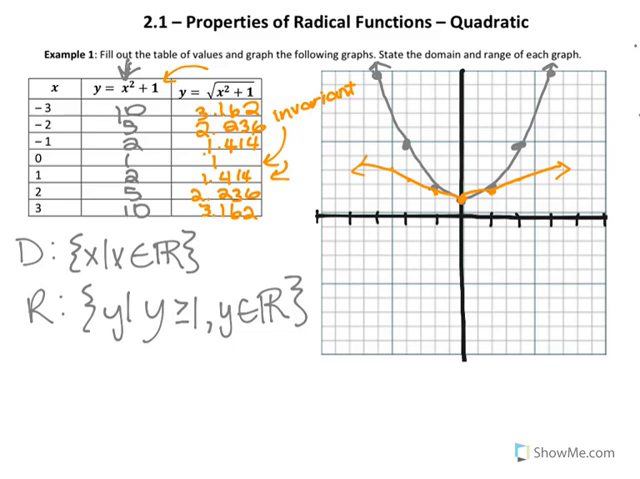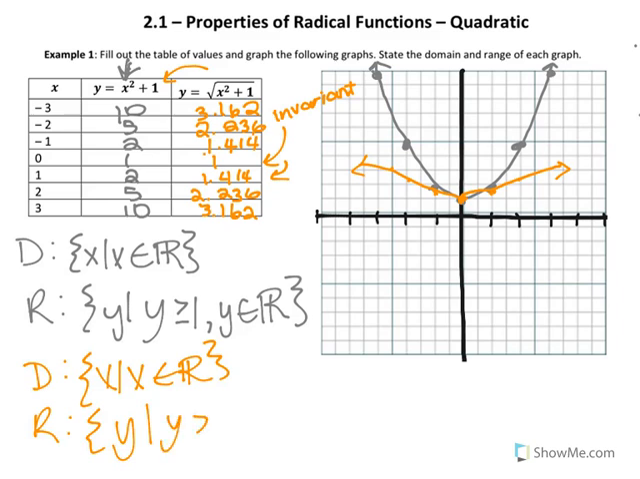So domain is the same thing. It's still x as an element of the real numbers. Range for this particular graph doesn't change because our invariant point was the vertex, so y is greater than or equal to 1 for all the real numbers.